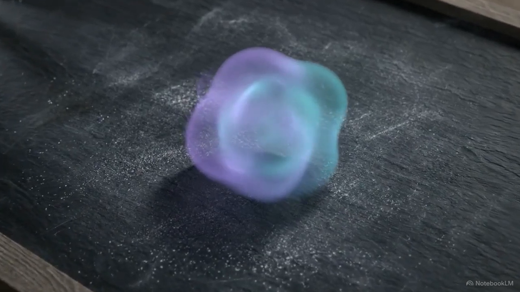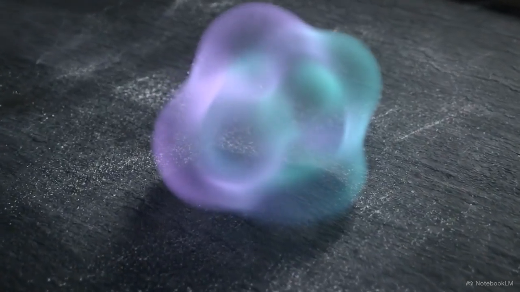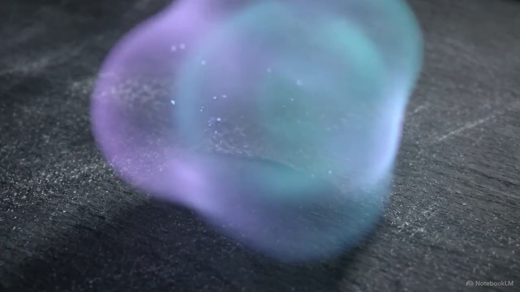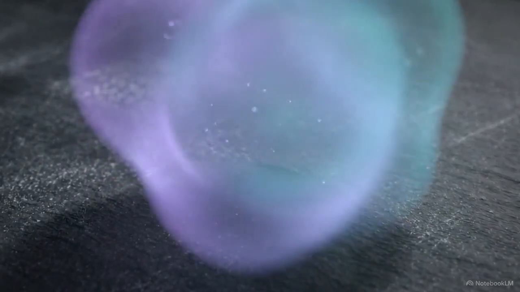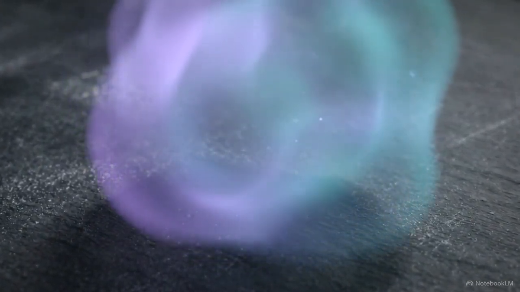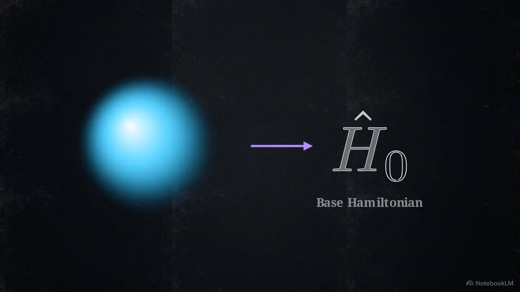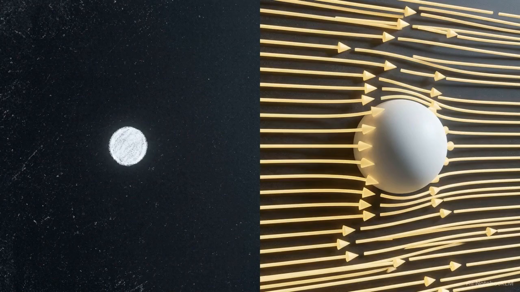Imagine a stable, isolated molecule suspended in a vacuum. To understand its baseline behavior, we define its initial, unperturbed energy state using a specific quantum equation, the base Hamiltonian, denoted as H0. Now, apply a weak external magnetic field to this vacuum.